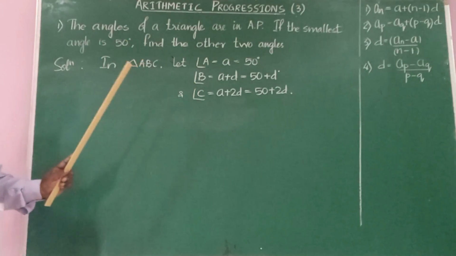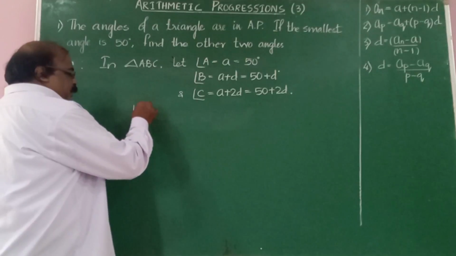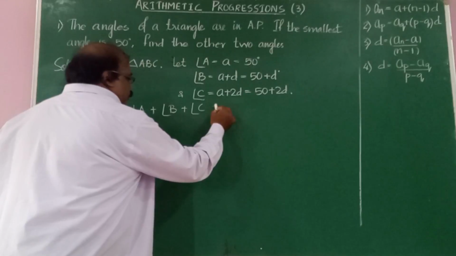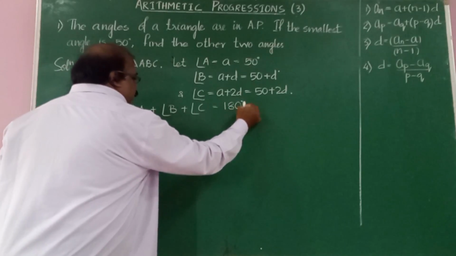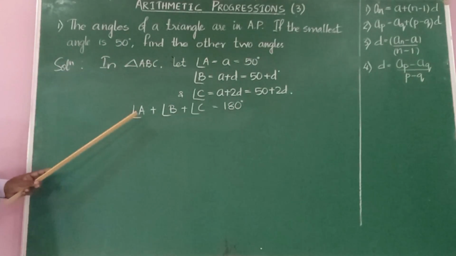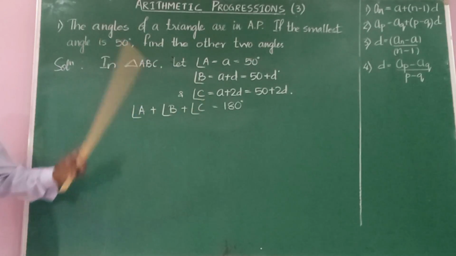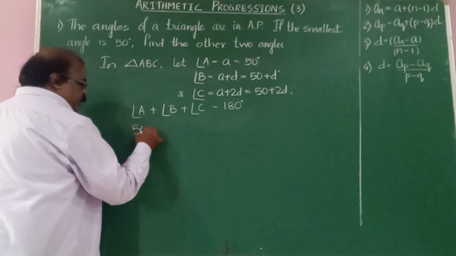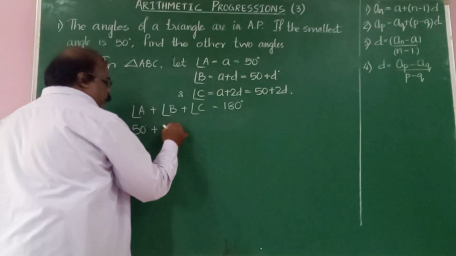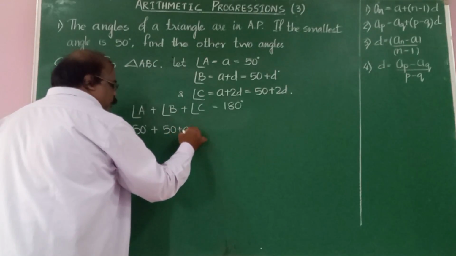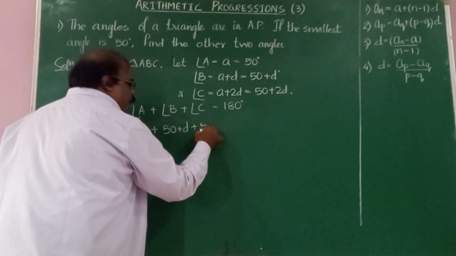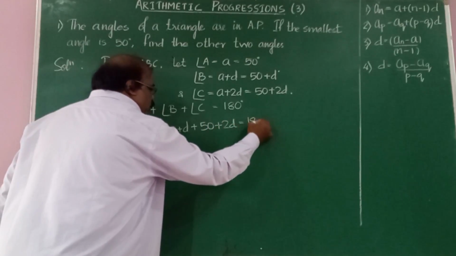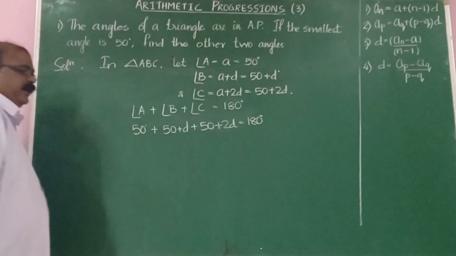Now, as far as a triangle is concerned, we know that angle A plus angle B plus angle C together is equal to 180 degrees. So what is angle A? 50 degrees. What is angle B? 50 plus d. What is angle C? 50 plus 2d. So I know that the total of all these three is 180.